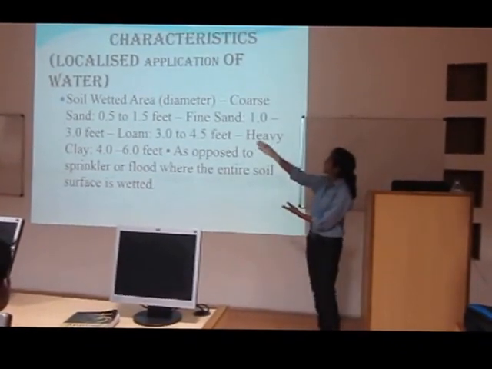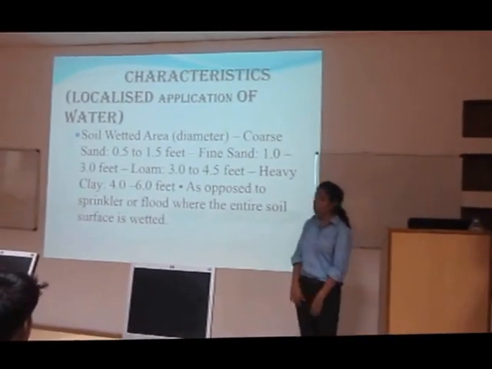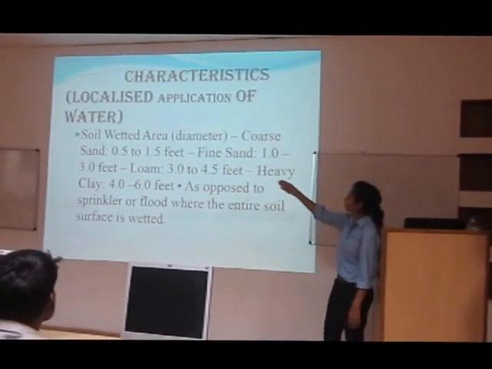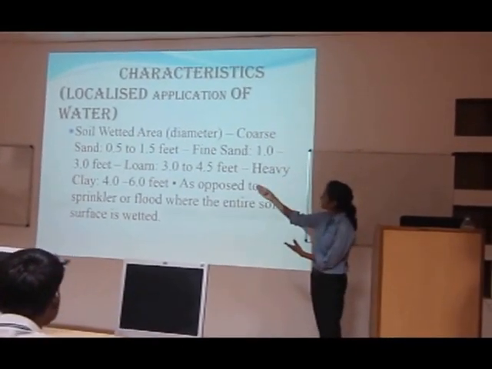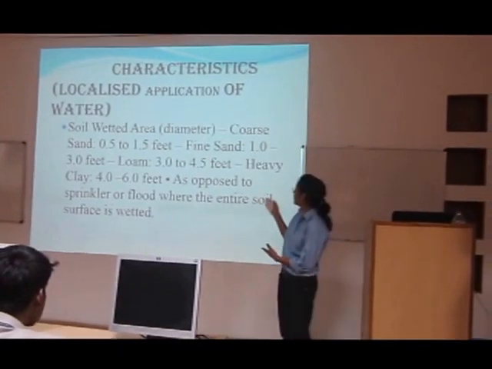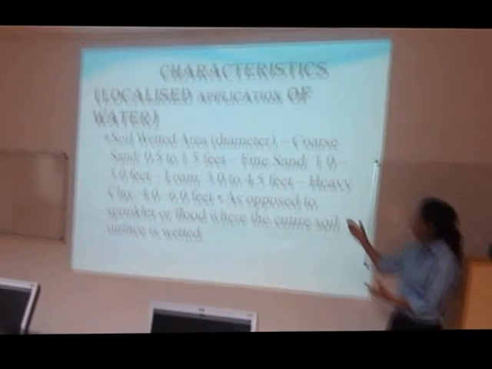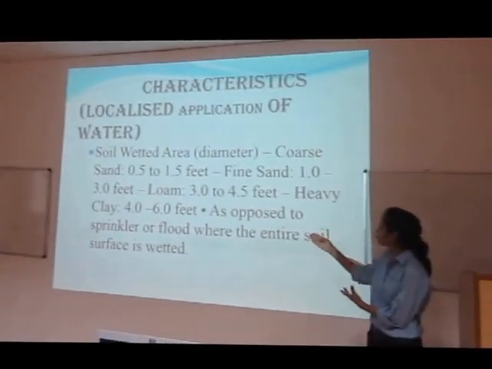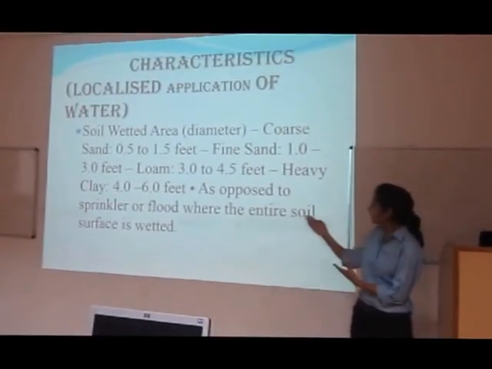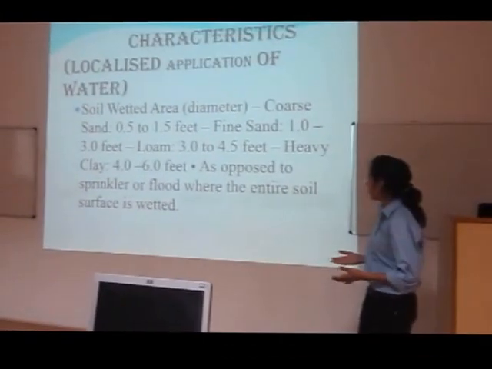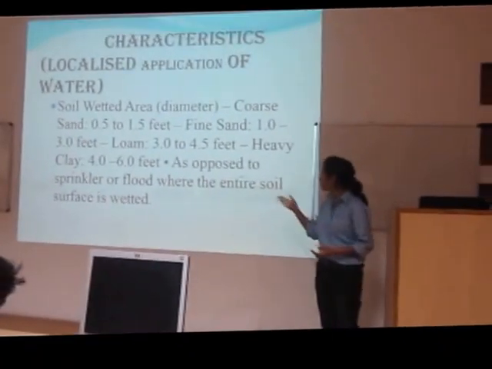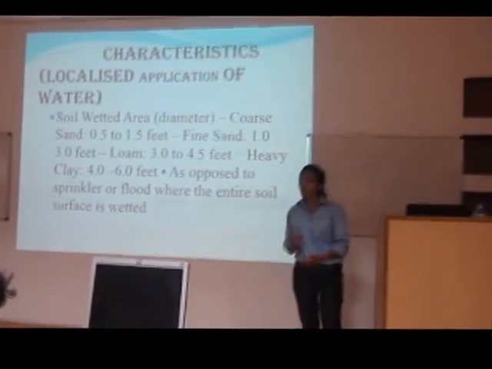Moving on to the localized application characteristics of water. You can see the soil wetted area diameter: coarse sand 0.5 to 1.5 feet, fine sand 1.0 to 3.0 feet, loam 3.0 to 4.5 feet, heavy clay 4.0 to 6.0 feet, as opposed to sprinklers where the entire soil surface is wetted.